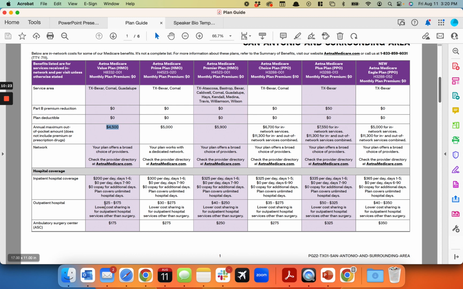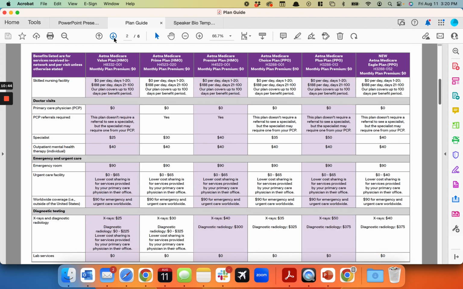If outpatient hospital, it's anywhere from $25 to $175. I will let you know that I've never seen it as low as $25. It's usually about $175 that I see for any outpatient surgery, like if you're having your gallbladder removed. It would be $175. If it happens in an ambulatory surgery center, it'll be $175 as well. If you go into a skilled nursing facility, for the first 20 days it is a $0 copay. But for days 21 through 100, it would be $188 per day, and the plan covers up to a 100-day benefit period.